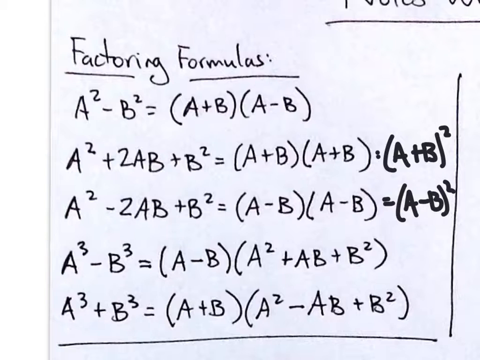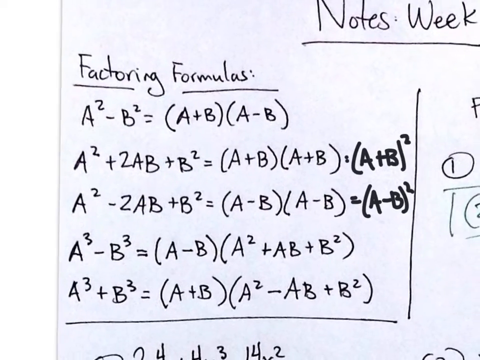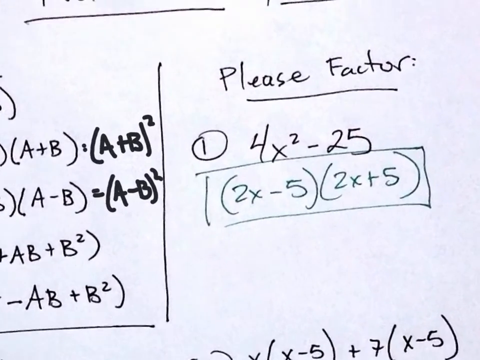And the stuff that may be new but maybe not is where we have these. So we have something to the third minus something to the third. So difference of perfect cubes or sum of perfect cubes. And so they can be factored in this way. So let's take a look, work through some examples.